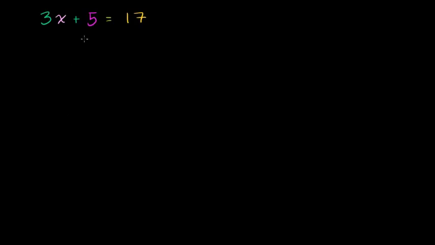So what's different about this than what we saw in the last video is all of a sudden now we have this plus 5. If it was just 3x is equal to 17, you could divide both sides by 3 and you would get your answer. But now this 5 seems to mess things up a little bit. Now before we even solve it, let's think about what it's saying.